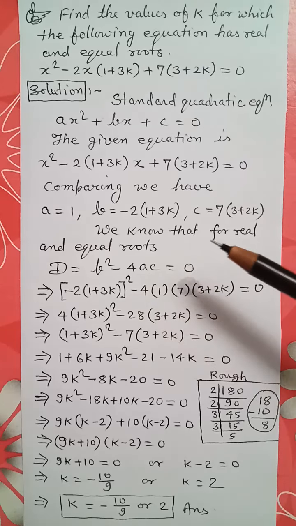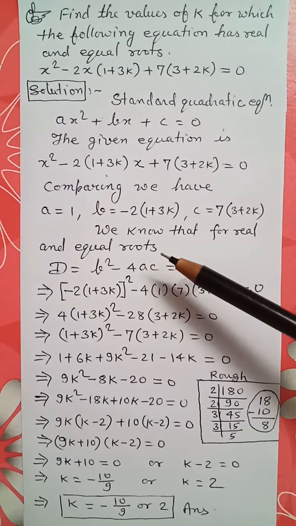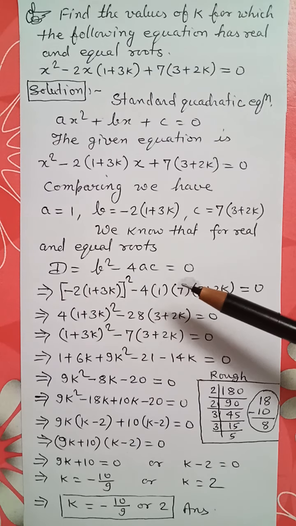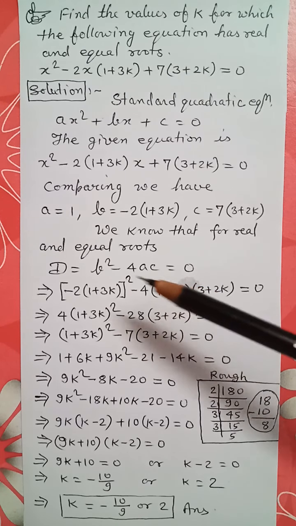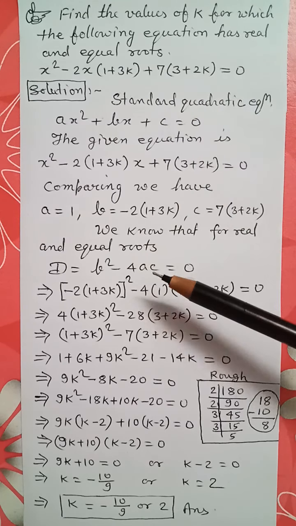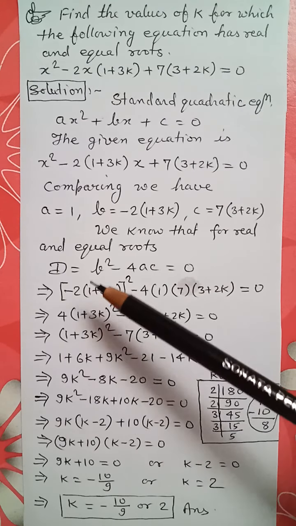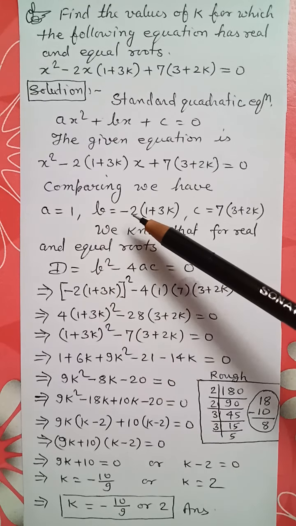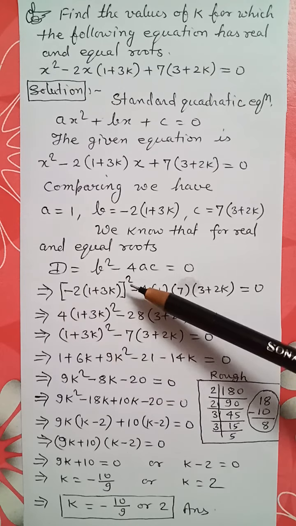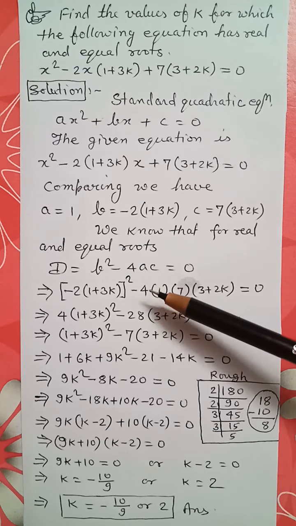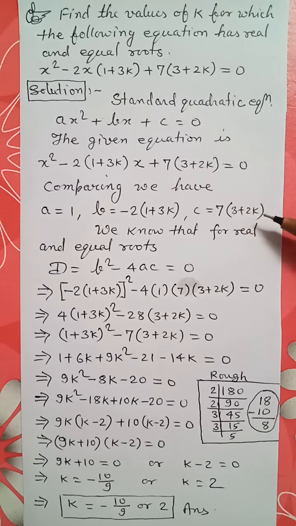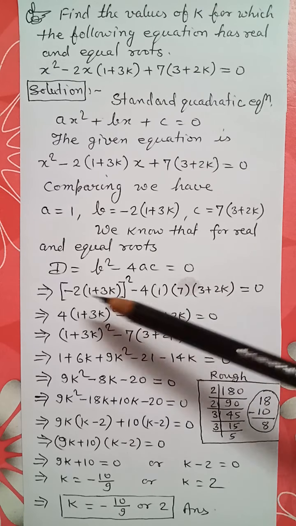We know that for real and equal roots, the discriminant has to be 0. And what is the discriminant? b square minus 4ac as per the standard form. Now here b is minus 2 times (1 plus 3k), therefore this is squared, minus 4 times a is 1 and c is 7 times (3 plus 2k). I have written it here.